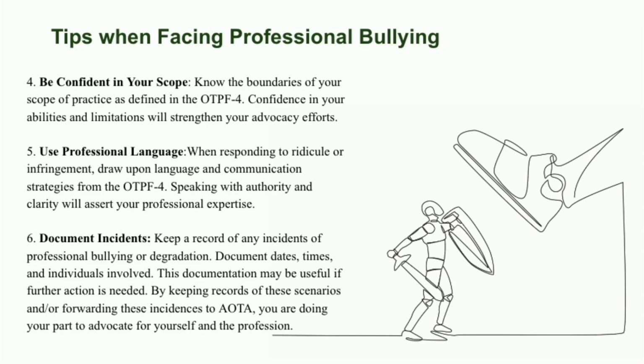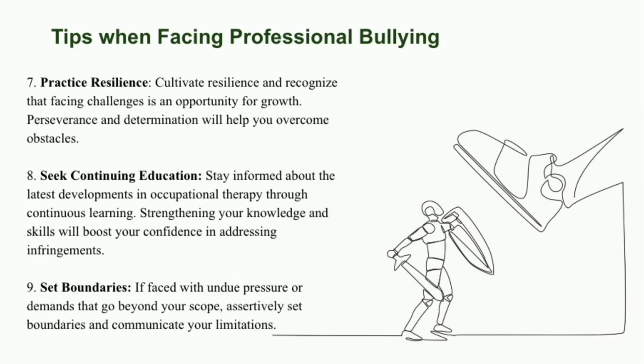Number 6, document incidents. Keep a record of any incidents of professional bullying or degradation. Document dates, times, and individuals involved. This documentation may be useful if further action is needed. By keeping records of these scenarios and or forwarding these incidences to AOTA, you are doing your part to advocate for yourself and the profession.